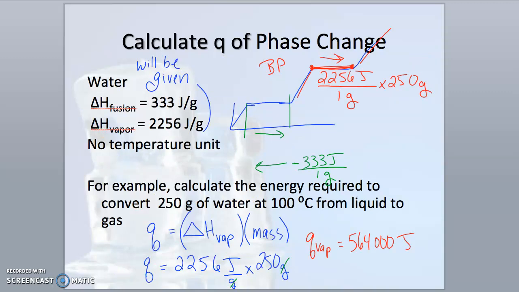The heat of fusion and vaporization for water are given on this slide and will be provided on any exam. An example problem is provided at the bottom of the slide. You want to draw the heating curve prior to attempting any of these problems because it will provide a roadmap for your calculations.